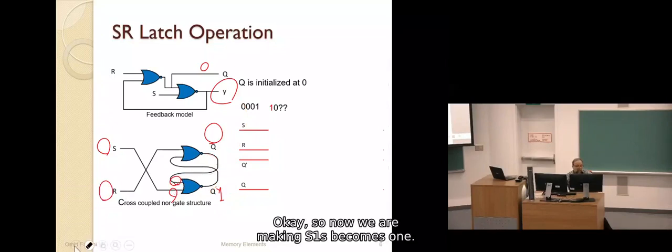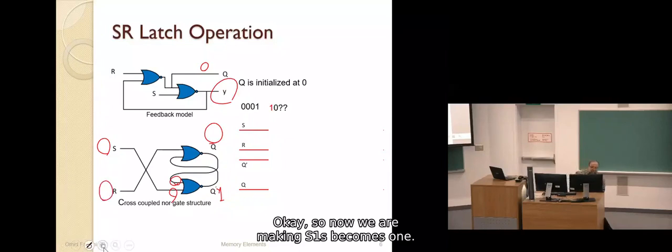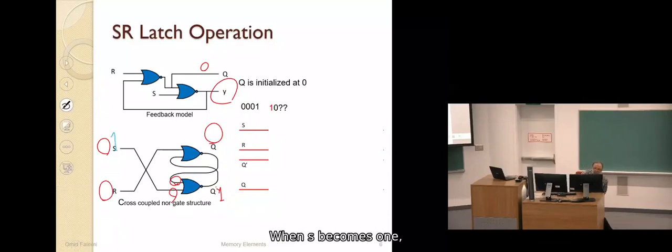Okay. So now we are making S 1. So S becomes 1. So when S becomes 1, this one comes here. 1 nor 0 is 0. Now it becomes 0. And this 0 comes here. Here we have also 0. So again 0 nor 0 becomes 1.